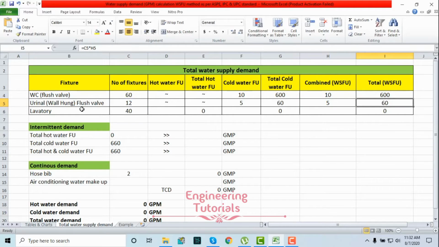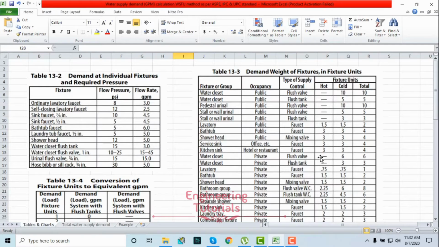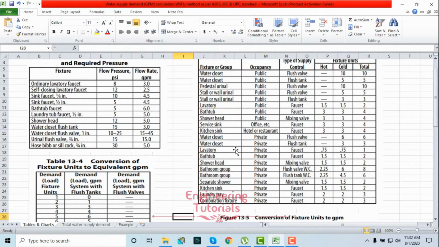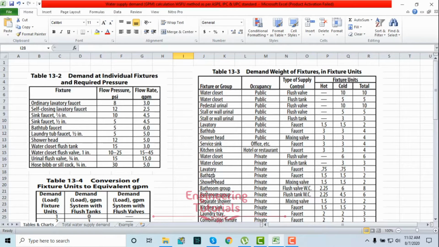And the last fixture we have here is the lavatory, and lavatory requires both hot and cold water. So move back to our tables and charts and find the lavatory in here. You can see that this lavatory is private and we are looking for public. So you can see that this is lavatory. Since we have an office building, I'm going to use public occupancy. So lavatory, public, faucet type. You can see the hot water fixture unit is 1.5, cold is also 1.5, and total fixture units required are 2. So hot and cold are 1.5 and total is 2.